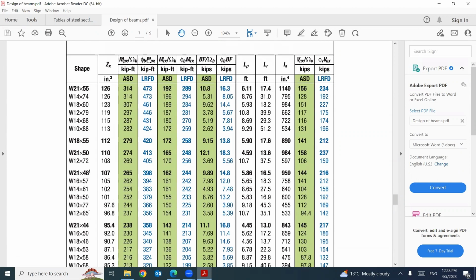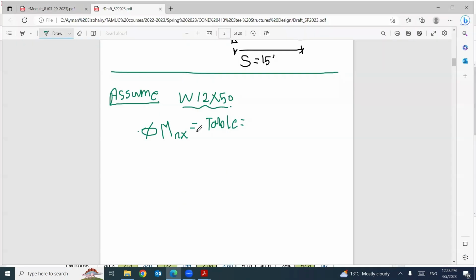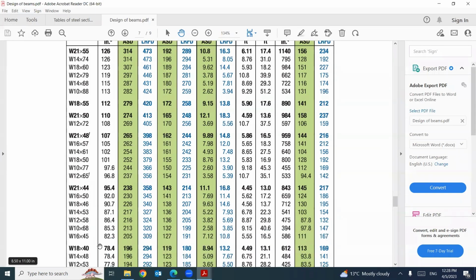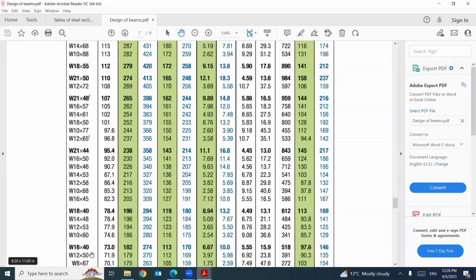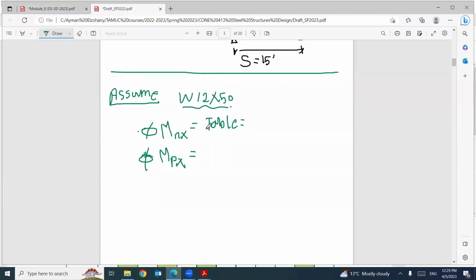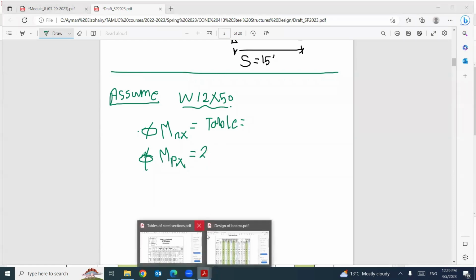Here is the value of phi M plastic x. Phi M n x is the same like phi M plastic x, the same meaning. What is the value? 12 by 50. Where is 12 by 50? This one. So the value will be 270. 270 is too much. 270, it will be more safe. 250, how much? I'm sorry.